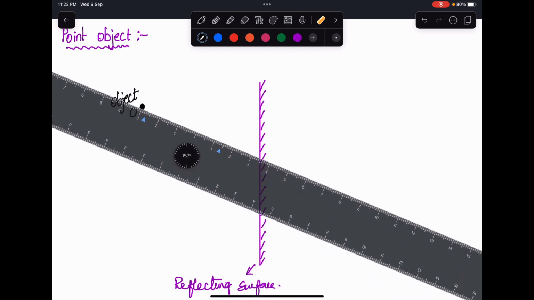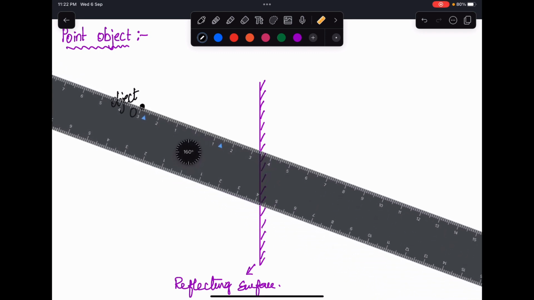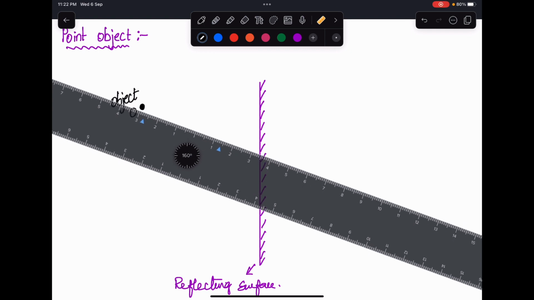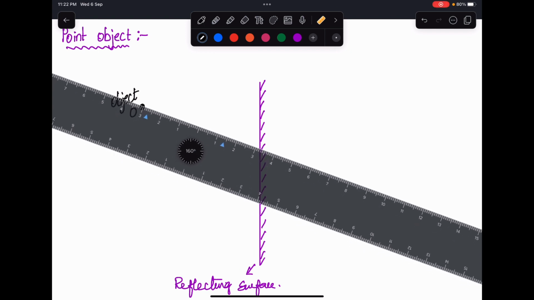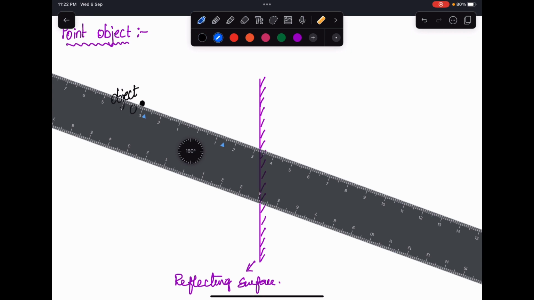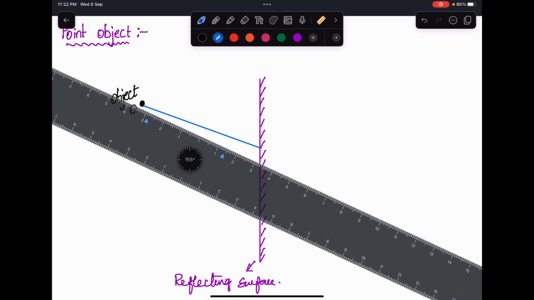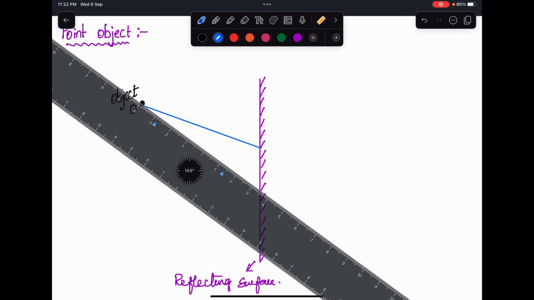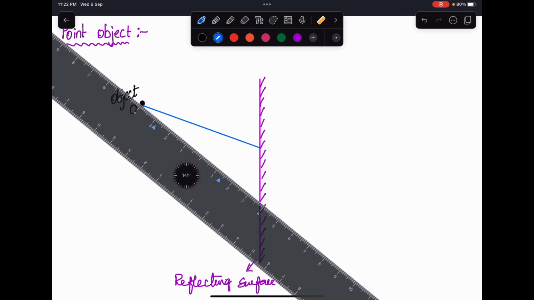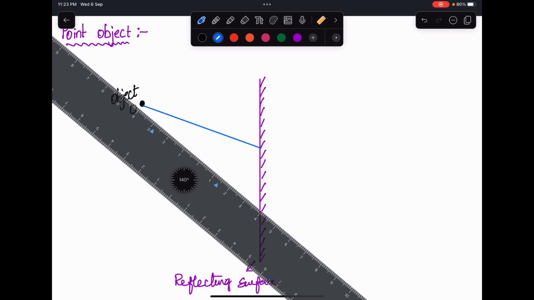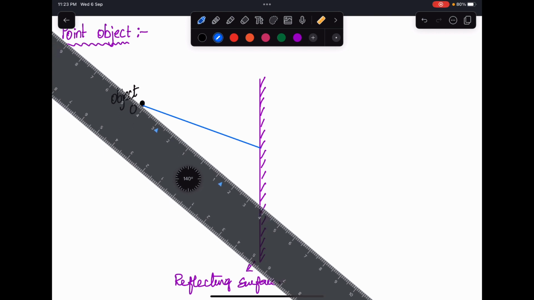So now see here. I have taken one incident ray over here like this from your point object. So this is one incident ray. And now I would like to take one more incident ray at a different position on the same plane mirror like this. So it got incident over here.